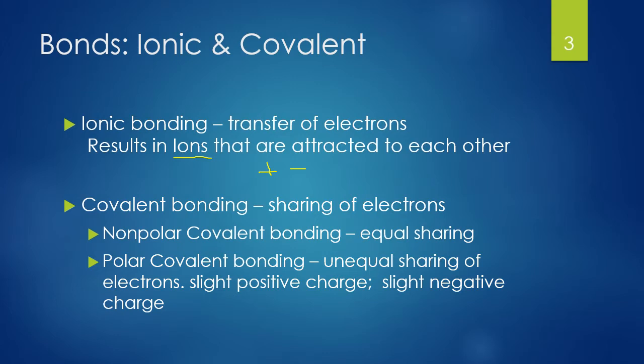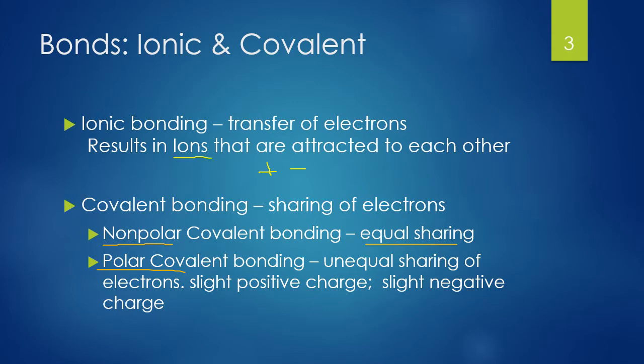Next, let's look at covalent bonding. Covalent bonding is not a transfer. This is when electrons are shared. We have two types of covalent bonding: we're going to look at nonpolar covalent and polar covalent. Nonpolar covalent is when the atoms involved are sharing those electrons equally.